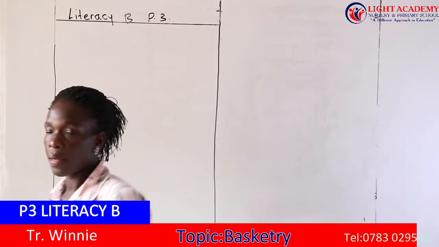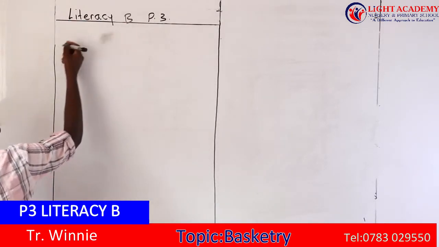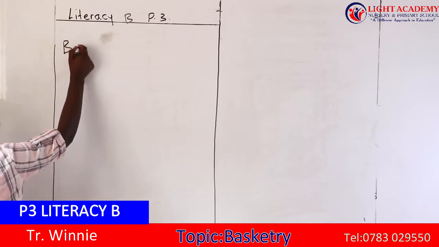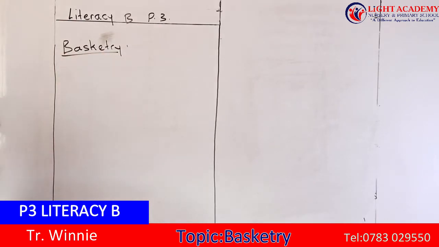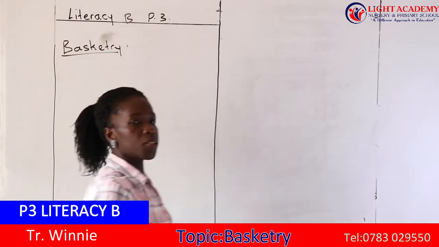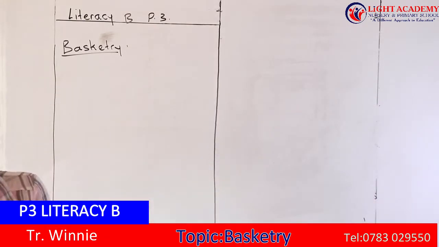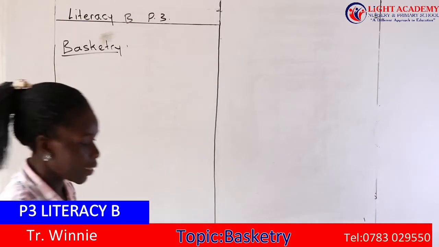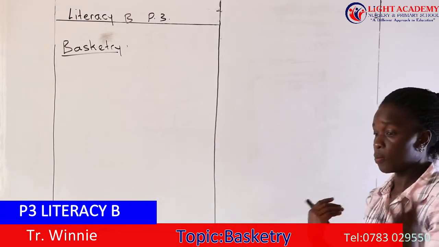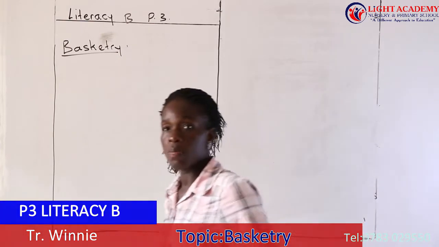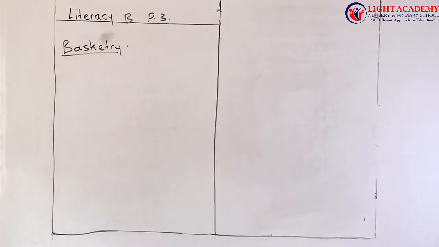So today we want to talk about basketry. I remember last time we were talking about economic activities. We said economic activities are activities that people do, or the work that people do to earn a living, or to get what? Money. We looked at examples of economic activities that people do. We talked about farming, teaching, tailoring, fishing, and many others.